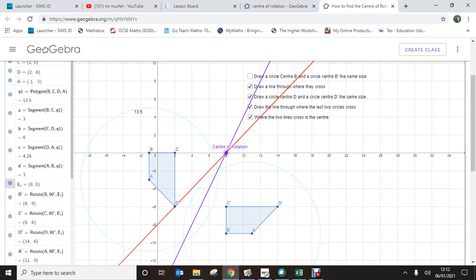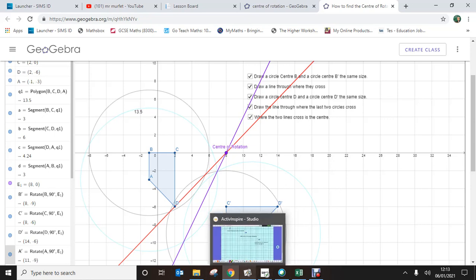With the other circles on, there's a circle around B, a circle around B dash, a circle around A, and a circle around A dash. Where the circles intersect and overlap, draw two straight lines, and where they cross, that's my answer.